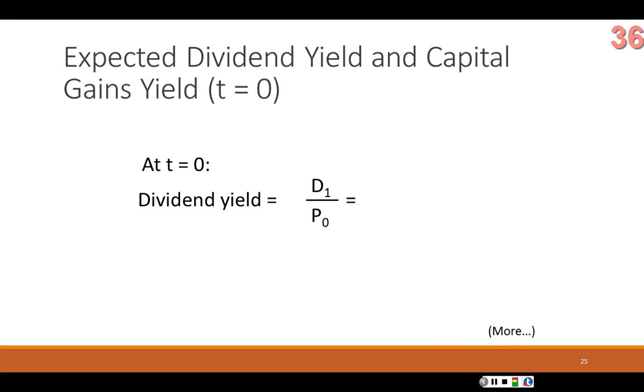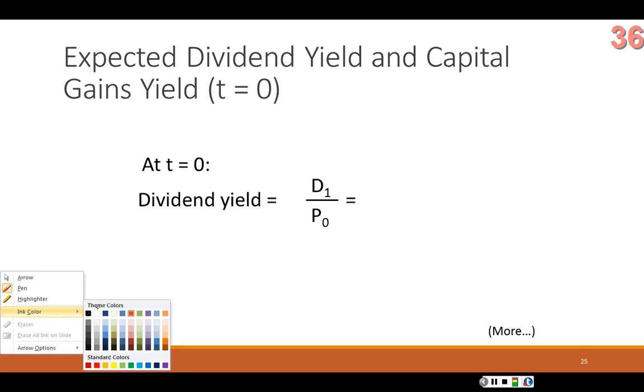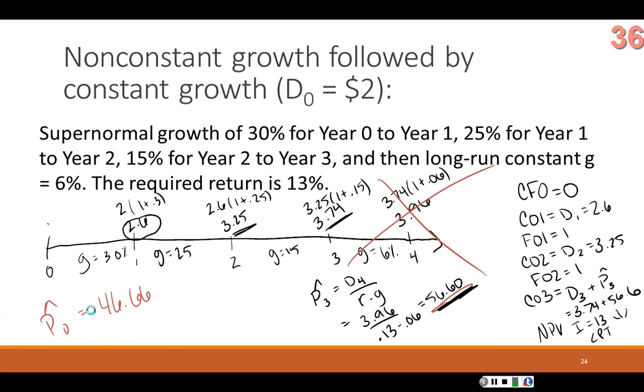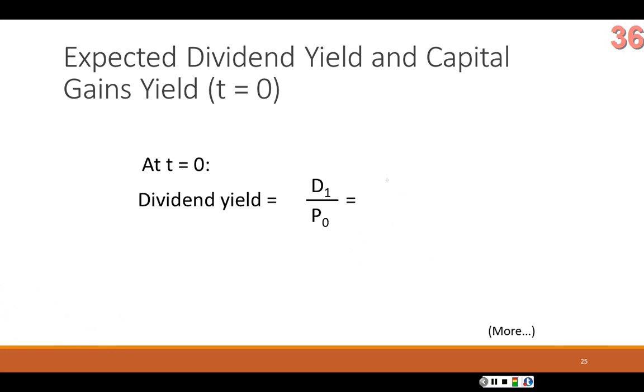So we can use this and we can calculate the dividend yield and the capital gains yield. The dividend yield is equal to the next dividend payable divided by the price today. We've already calculated D1 on our timeline, and D1 was $2.60. So 2.6 divided by the price of $46.66 gives you 5.6%.